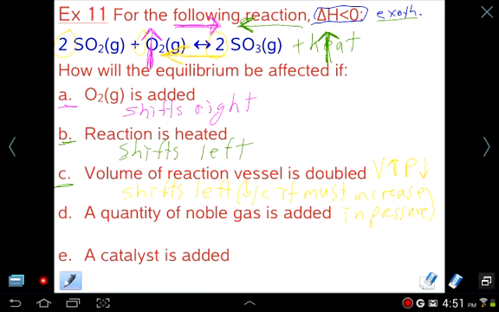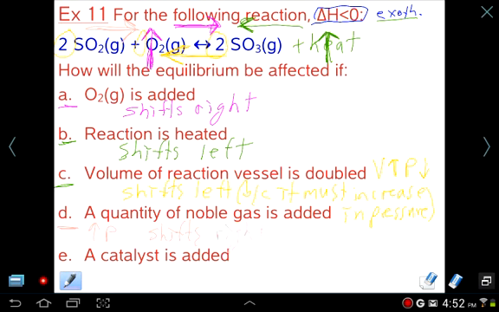In part D, a quantity of noble gas is added. Now, the noble gas idea is it will not react, it will not interact with any of the substances here, so effectively it will increase the pressure. If you add a quantity of noble gas, you're increasing the pressure. And if you increase the pressure, the system will try to decrease that pressure. And in this case, we just talked about we have less pressure on the right side, so the system will shift right to decrease that pressure. So it'll be shifts right.